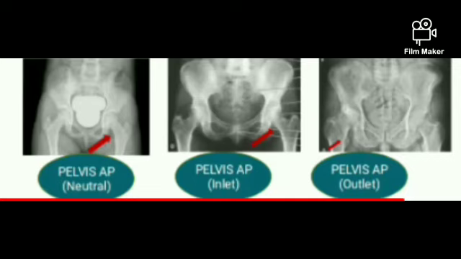Again I am saying, pelvis neutral view is for the oblique portion of the femoral neck, in the inlet view the femoral head and neck area you can see very clearly, and if you want to see the lesser trochanter, you have to go for the pelvic outlet view.